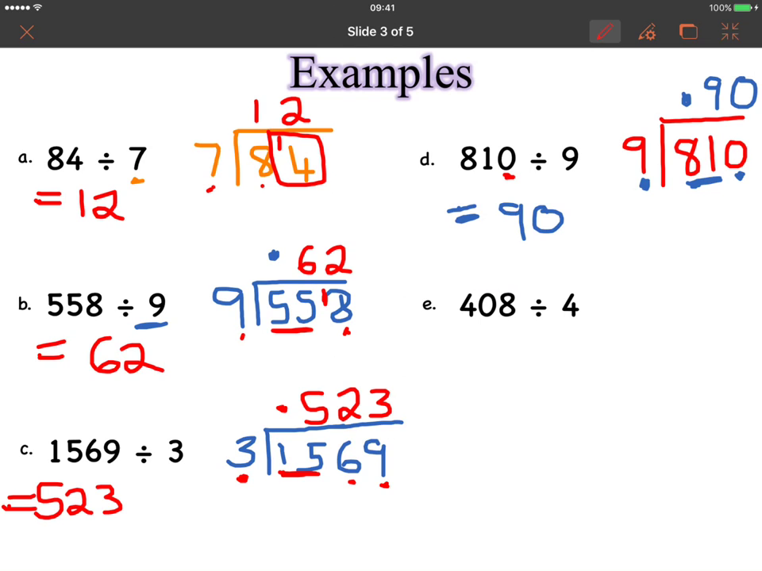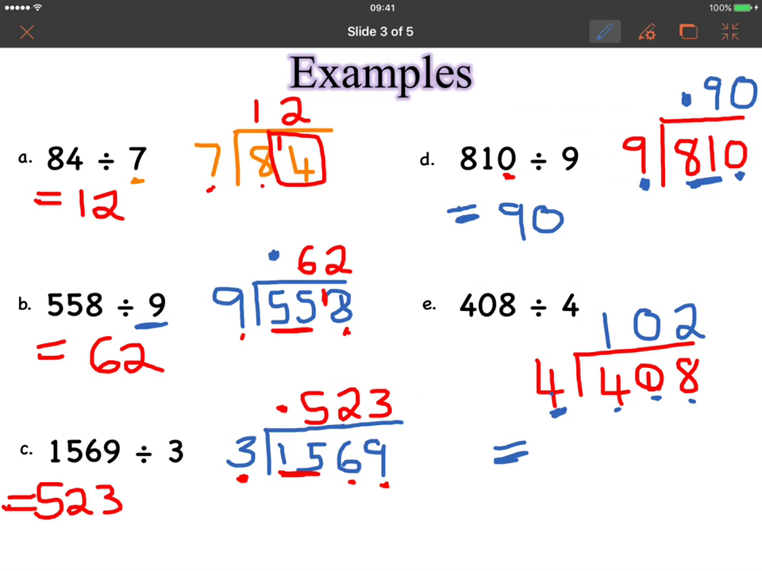All right, last example. I want to know how many 4s can go into 408. 4 goes into 4 once, 4 goes into 0, well, 0 times, and 4 goes into 8 twice. And there you have it. 408 divided by 4 is 102.